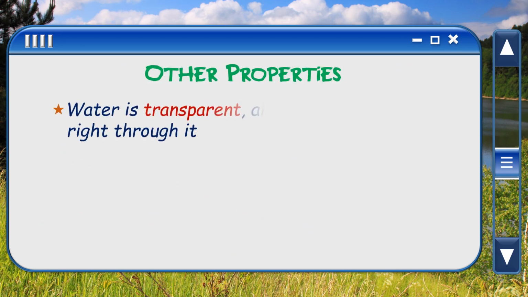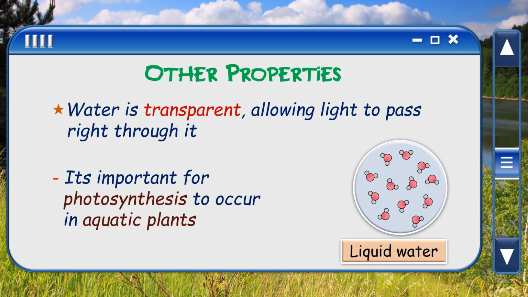Other properties. First, water is transparent. Being transparent means that it allows light to pass through right away to the bottom, and this is important for photosynthesis to occur in aquatic plants. The sunlight passes through the water, and aquatic plants can carry out photosynthesis.